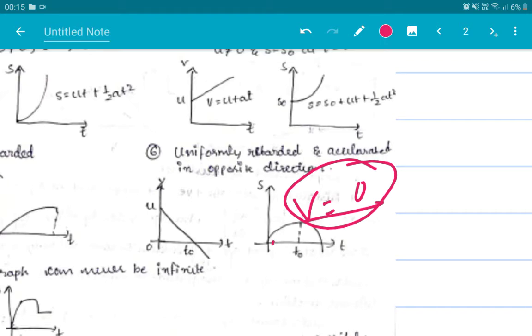So from here this is a retarded motion, against gravity, so it is moving retardedly, and up to here it reaches 0, and here it comes again and increases its speed, right? Yeah.